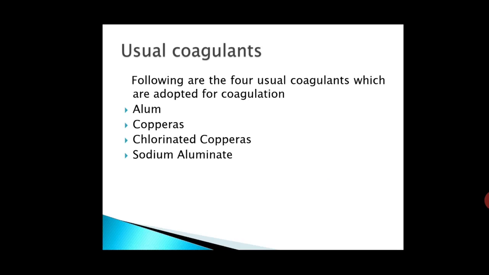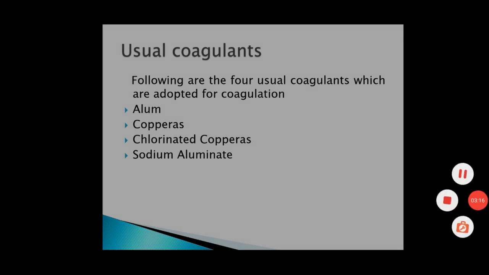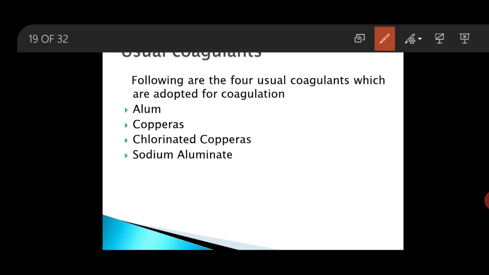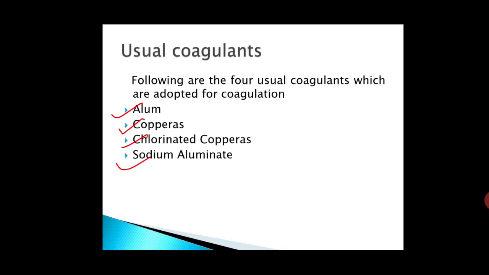So next we will discuss the different types of coagulants. In general, there are 4 different types of coagulants, such as alum, copperas, chlorinated copperas and sodium aluminate. So first we will discuss alum.